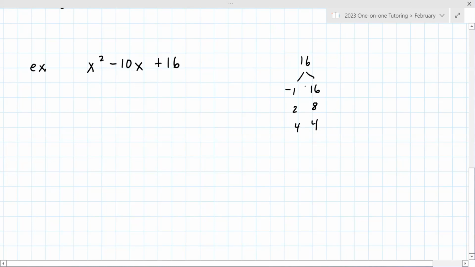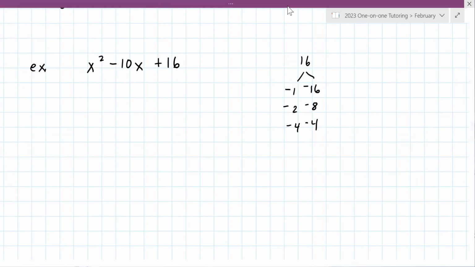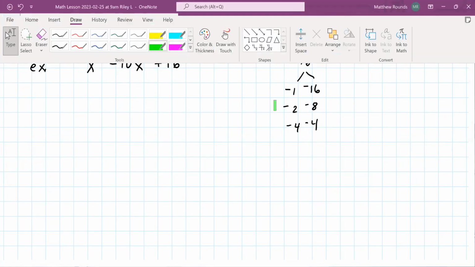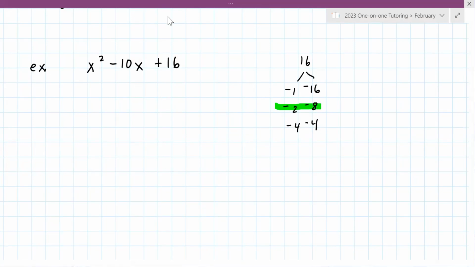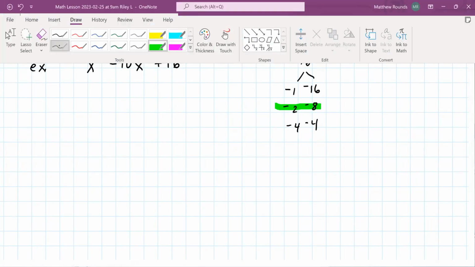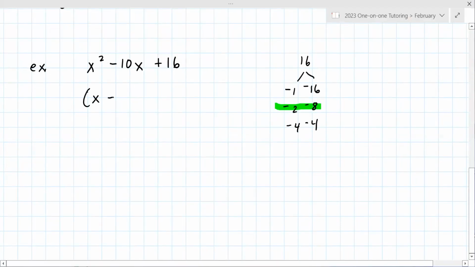Well, if they were both negative, negative 1 times negative 16, that's positive 16. Negative 2 times negative 8, positive 16. Negative 4, negative 4, positive 16. Now, do any of these add up to negative 10? And the answer is that yes, they do. Okay. So here in these set of examples, they're going to be both negative.